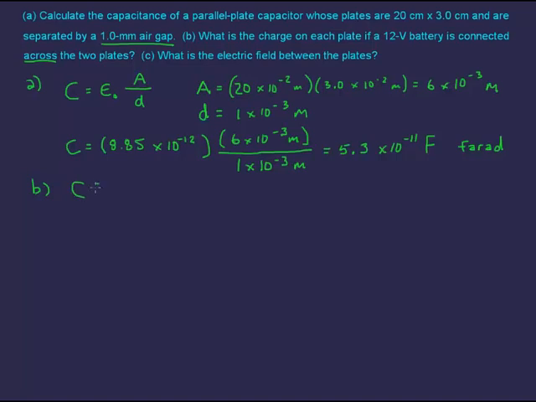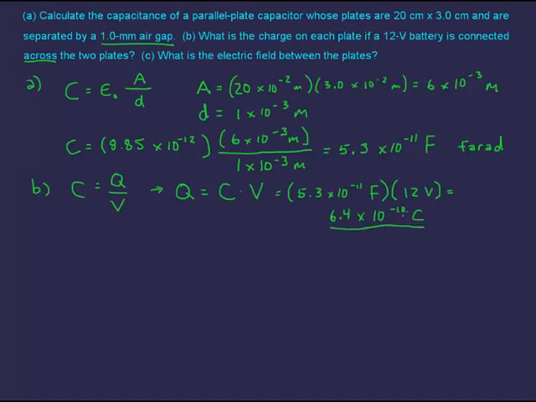We learned that capacitance is the charge per volt. So that means that the charge is going to be the capacitance times the voltage. And so we can take that capacitance of 5.3 times 10 to the negative 11 farads and multiply it by the volts, 12 volts, and we will get 6.4 times 10 to the negative 10 coulombs of charge.